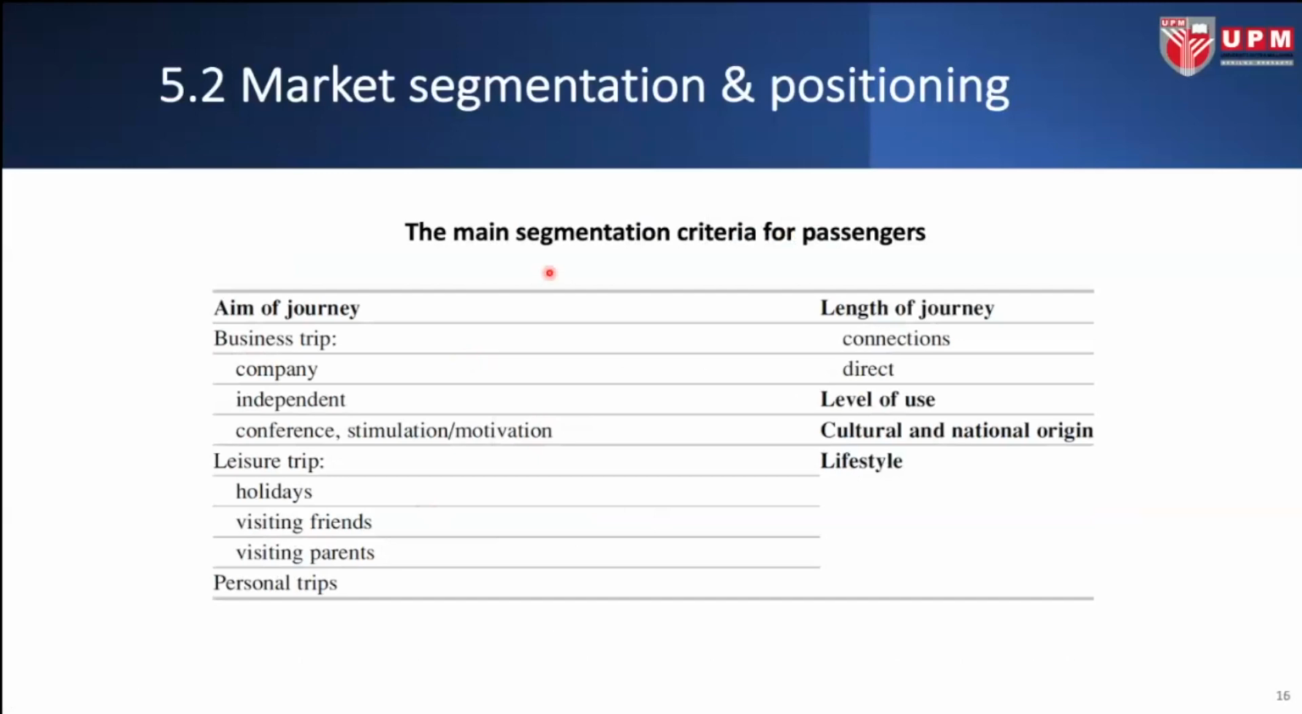So the main segmentation criteria for passengers, for example again, you can provide the aim of the journey, whether it is a business trip, company, independent, going for a conference, stimulation or motivation. Some people travel for leisure, holidays. They can also be visiting friends, parents. They can also have personal trips, and the length of journey, whether it is a direct flight or a transit, level of use, cultural and national origin, or lifestyle. So you can provide as many segmentations just for the passenger alone. This is just an example.